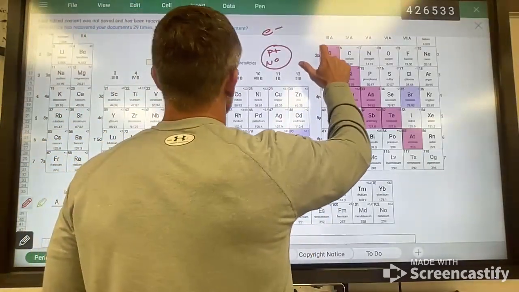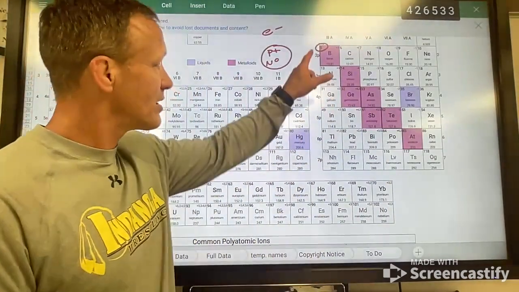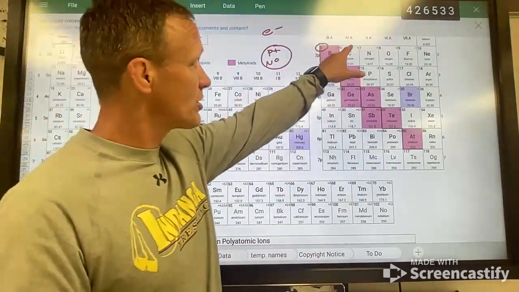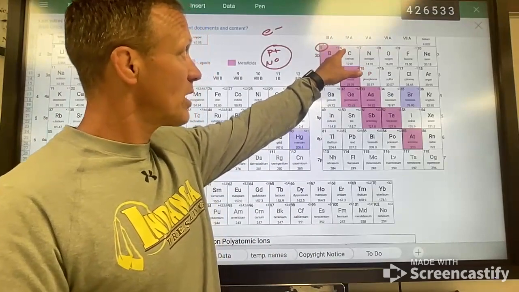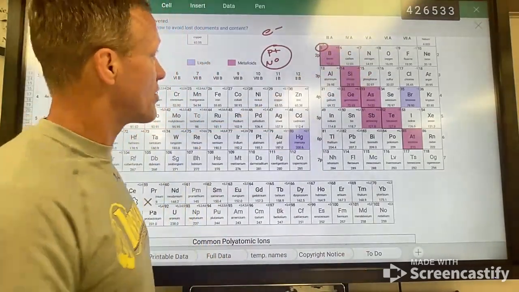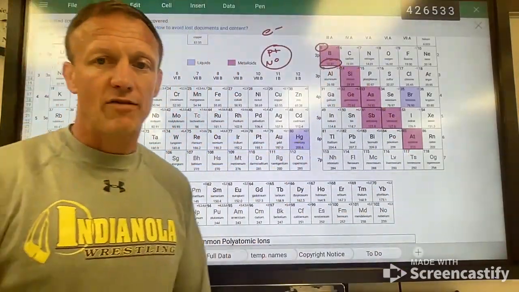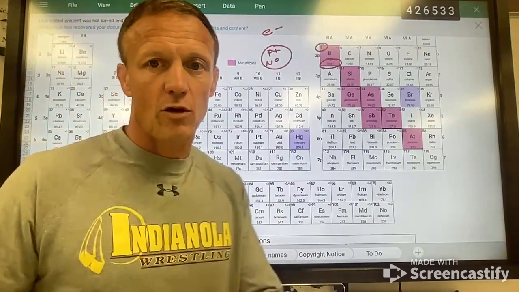Atomic number is right here. It tells you the number of protons. So boron has an atomic number 5, carbon number 6, so it has 6 protons, and if it's neutral, 6 electrons. The mass number is an average of all the isotopes of that element. It's the average mass of all the isotopes of that element.